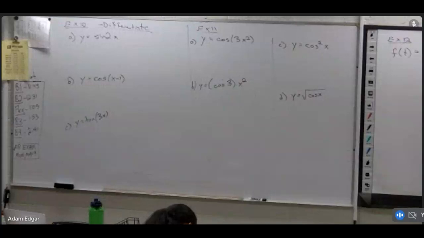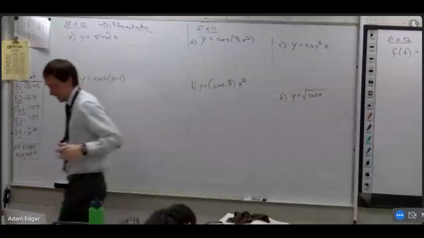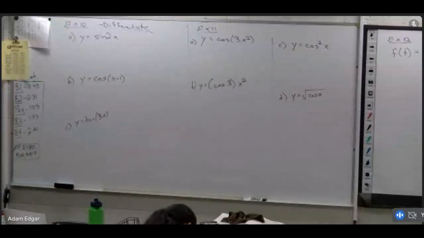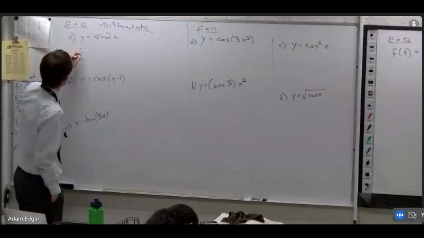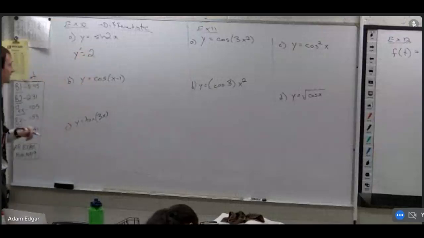Right, let's go over these things. For number A in example 10, what's the inner part? What's the derivative of 2x? 2. So d in is 2. What's the outer part? What's the derivative of sine?